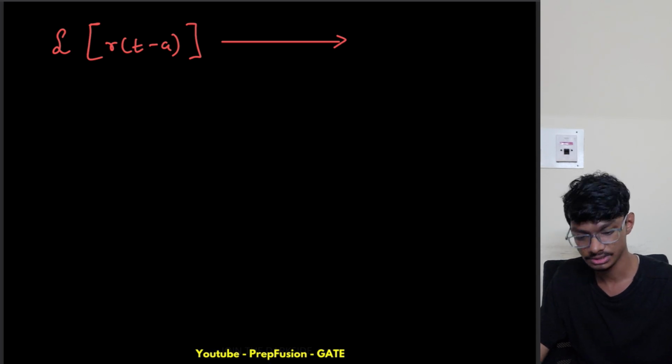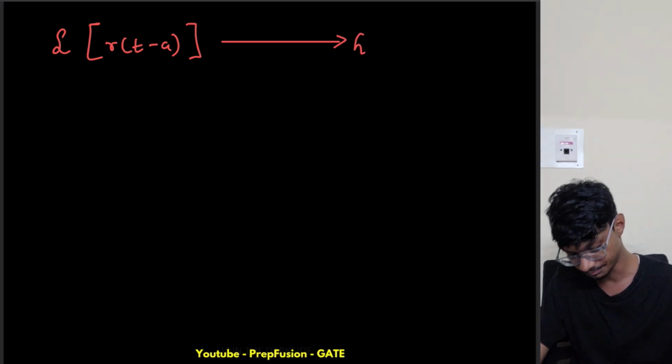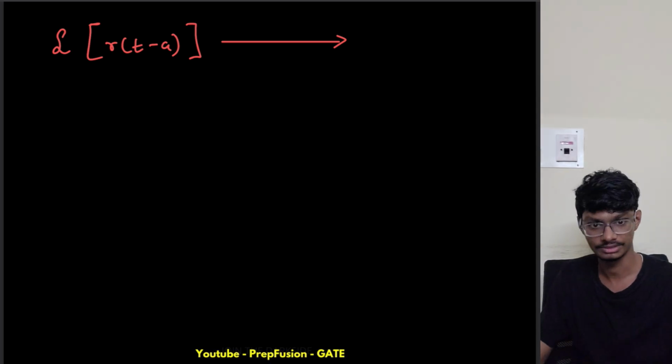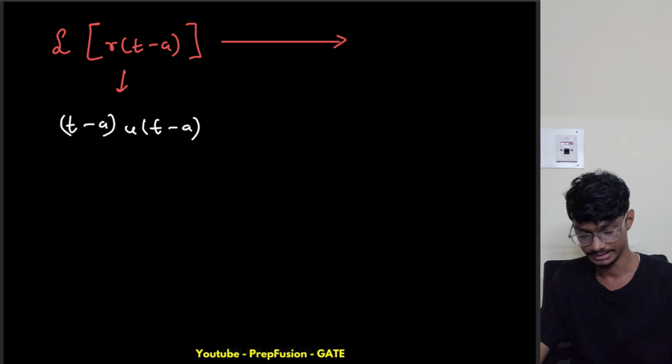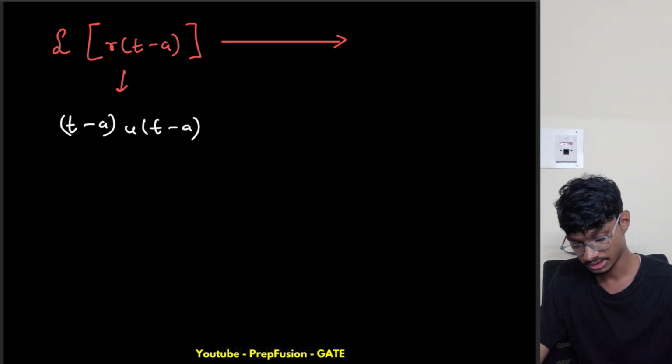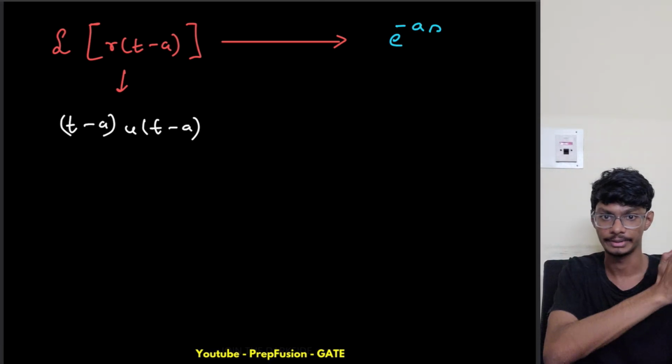So what is r of t minus a? I've already explained what r of t minus a is. It is t minus a into u of t minus a. Now what is the Laplace transform of this? It is e raised to power minus a s, shifted by a, delayed by a.